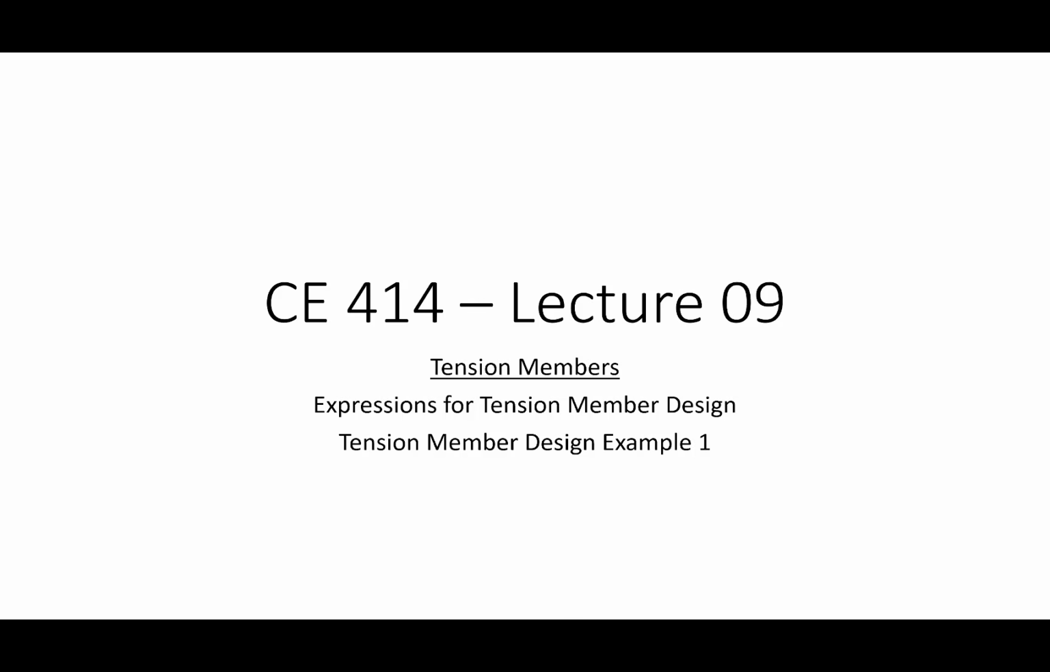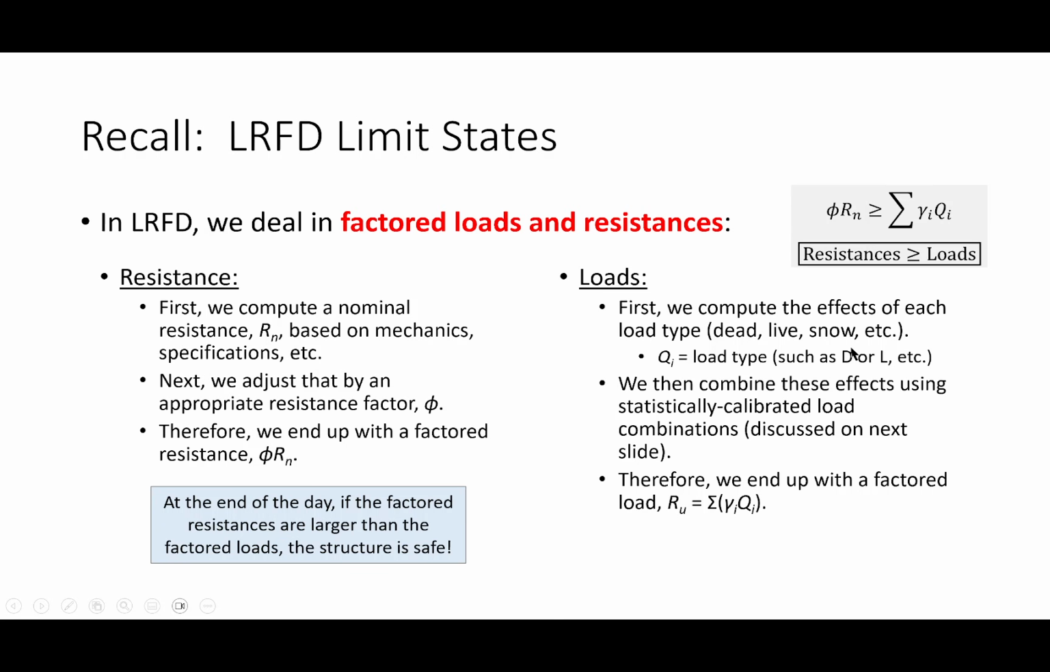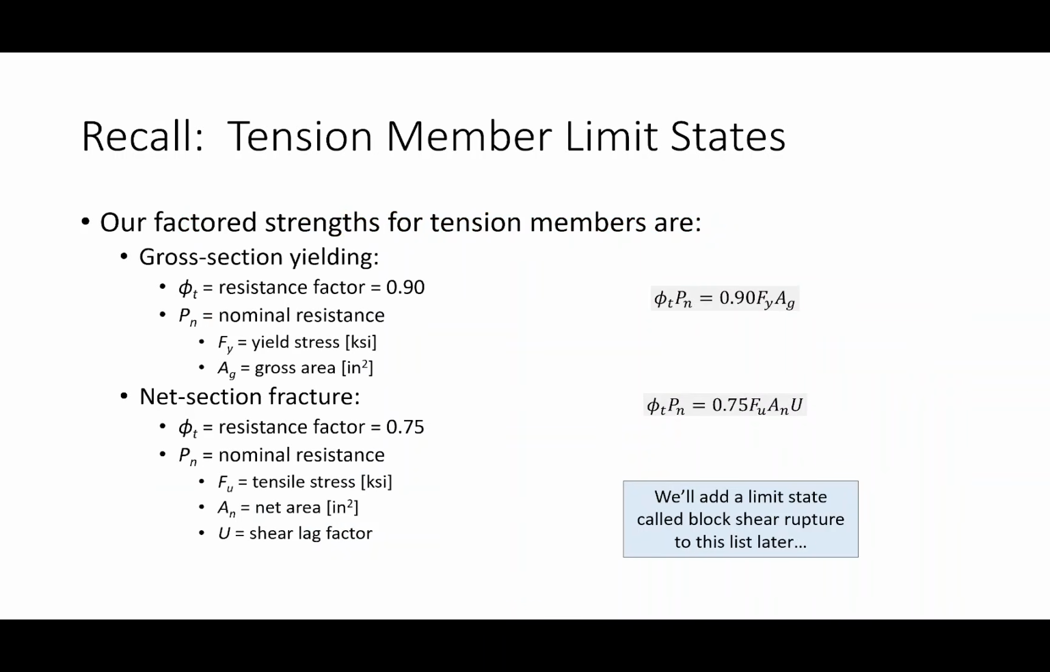Okay, so let's talk about design. Let's see, maybe if I click the slideshow. There we go. So ultimately what we're doing again is LRFD. You've seen this slide before, so I'm not really going to spend too much time on it. For tension member limit states, right now we only have 2. So we have 3 limit states overall. We have gross section yielding, net section fracture, and slenderness. We'll add a 4th, block shear rupture, later. That'll be Friday, our last lecture before the exam. But for today and Wednesday, we're just dealing with these 2.